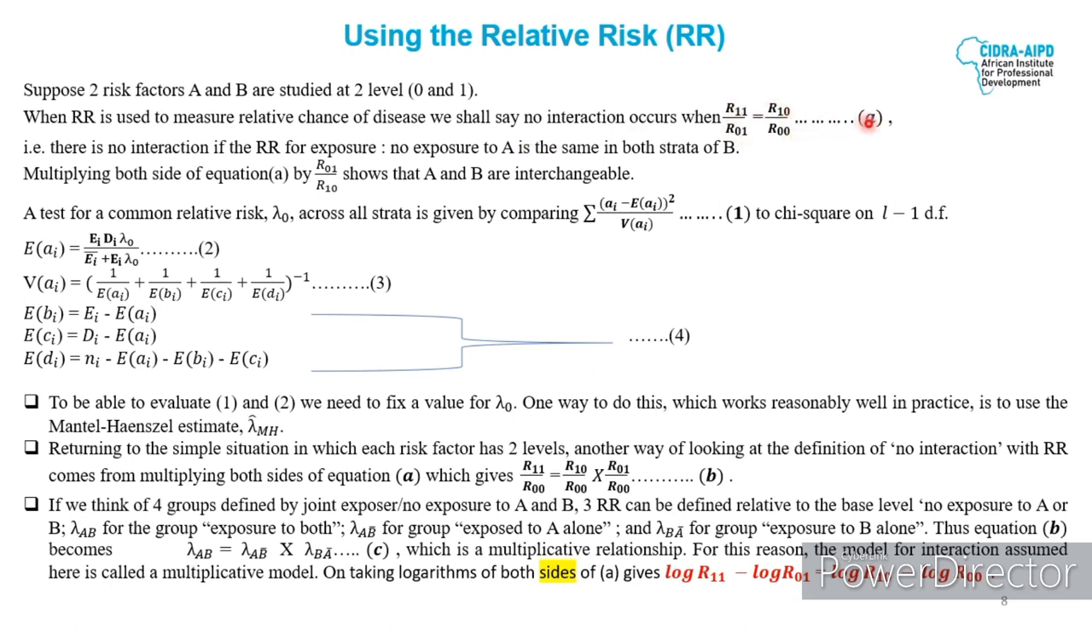Say this is equation A. That is, there is no interaction if the relative risk for exposure, that is, exposure versus no exposure to A, is the same in both strata of B. Now, if we multiply both sides of equation A by R01 by R10, it shows that A and B are interchangeable.